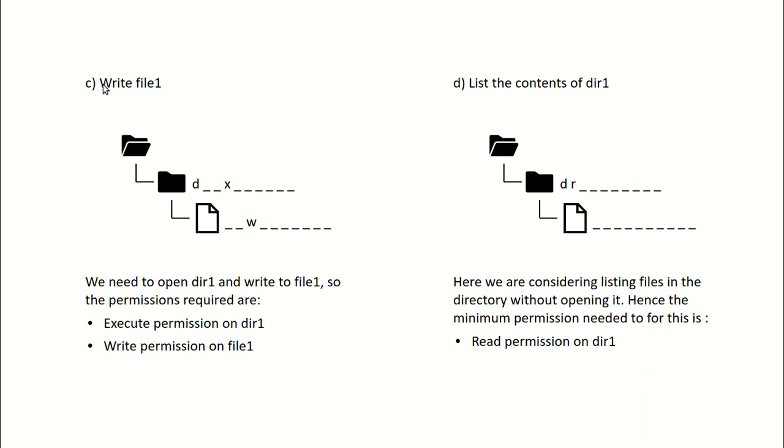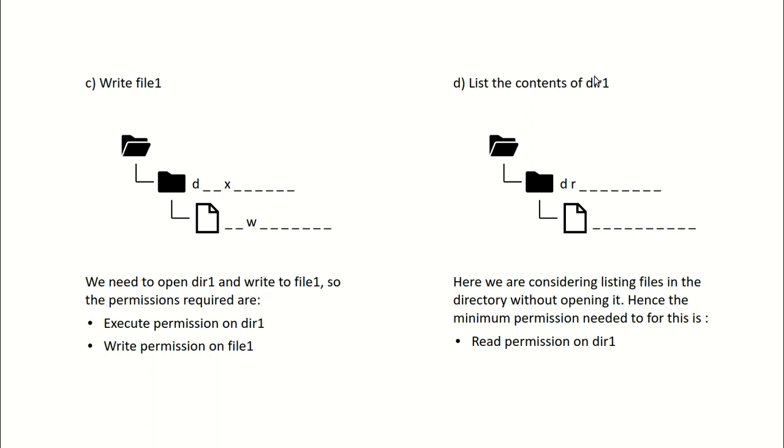And third, we need to be able to write into file1. As in the read case, we need to be able to open this directory to view this file, which is the execute permission on the directory, and then to write into this file we need the write permission on file1. So these are the minimum permissions we need.